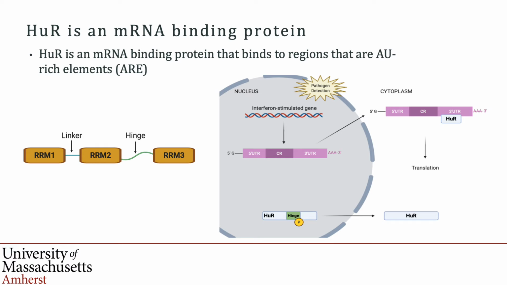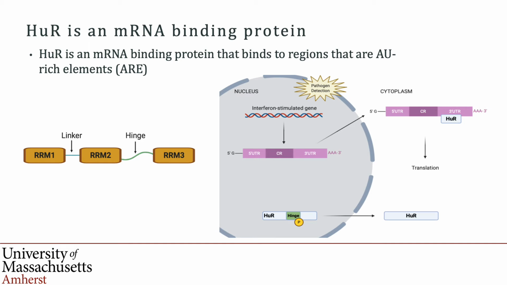So HuR is made up of 3 RNA recognition motifs known as RRM domains. RRM1 and RRM2 are divided by a linker of 12 amino acids, and RRM2 and RRM3 are divided by a hinge unit that contains a nucleoplasmic shuttling sequence.